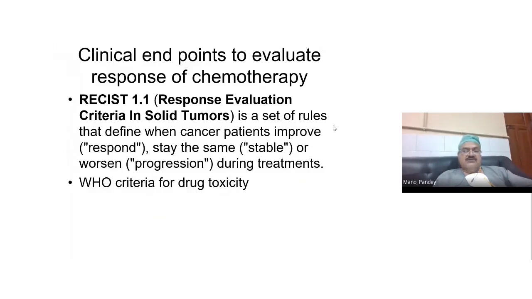Now, whenever the chemotherapy is given, you have to measure the response of the patient, how the patient is responding. And also you have to measure the toxicity of the patient. So to measure the response, a criteria which is used is called RECIST, that is response evaluation criteria in solid tumors. This is a set of rules which defines whether the patient is improving, remains the same, or the patient is not improving with the treatment. And there is a WHO criteria for the drug toxicity, which classifies the toxicity into grade 1, grade 2, and grade 3. As the grade increases, the severity of toxicity increases.